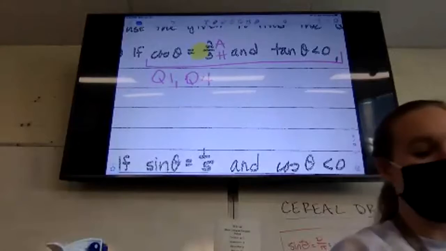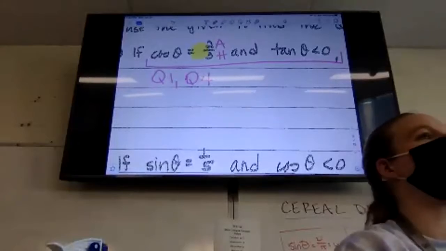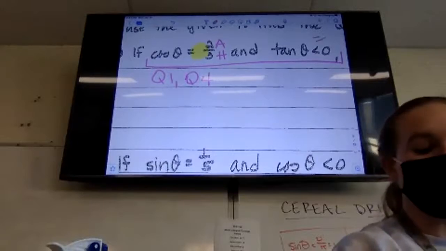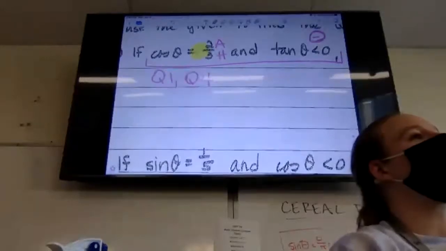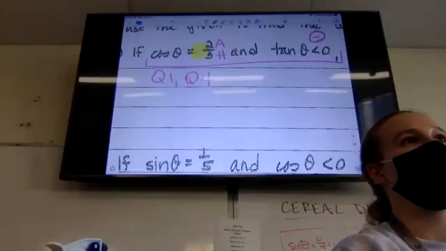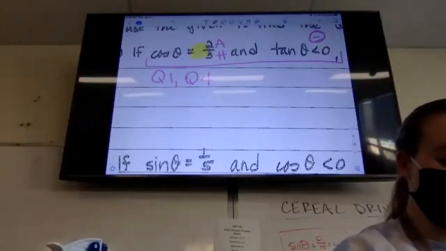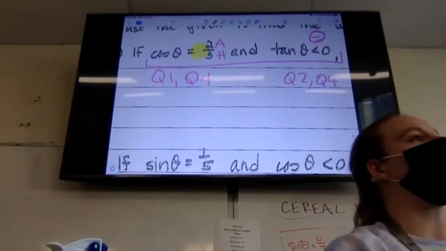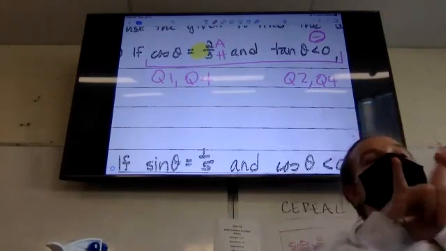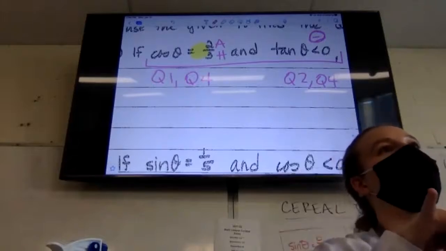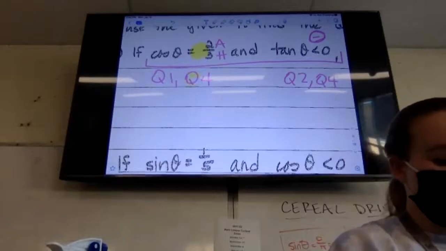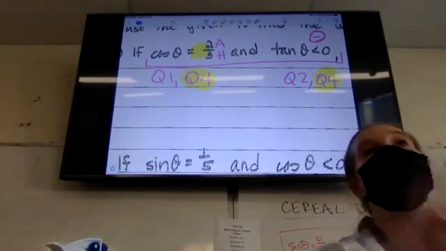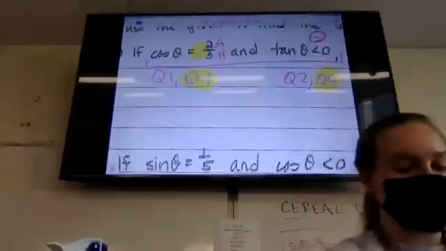It also tells me tangent of theta is less than 0. Is that positive or negative numbers? Negative. So that means my tangent is negative. And in what quadrants is my tan negative? 2 and 4. I have to draw this triangle where both of those things are true. Which quadrant am I going to draw this triangle in? 4. In order for cosine to be positive, it has to be in 1 or 4. And in order for tan to be negative, it must be in 2 or 4. And the only place that they overlap is quadrant 4.